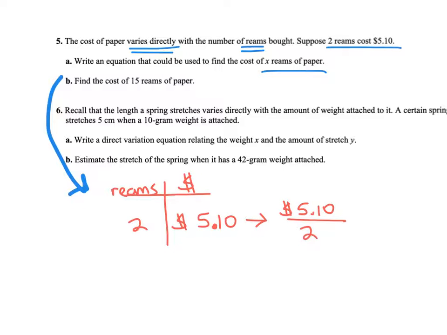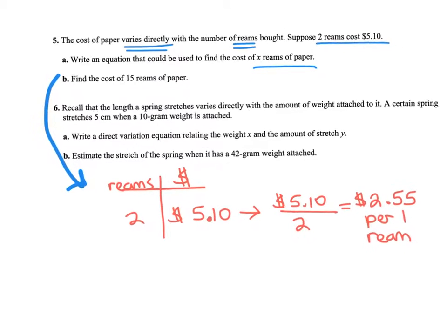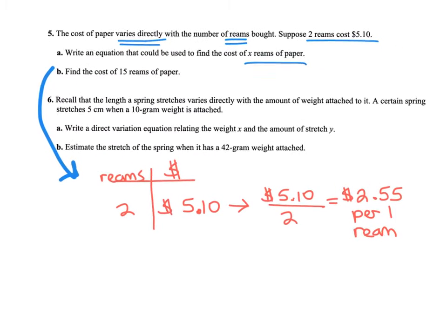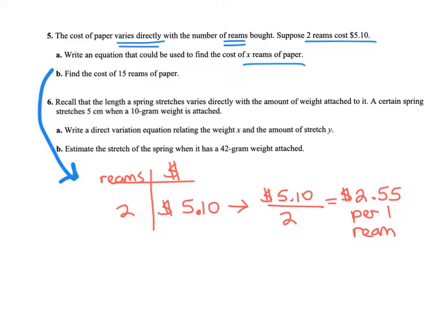So to figure out how much 1 ream costs, I would just take my $5.10 and divide that by 2 to see the cost for 1 ream. So $5.10 divided by 2 is $2.55. So it is $2.55 per 1 ream of paper. Okay, and I'm told that this is a proportional relationship, so that means that that cost is going to stay the same. It's always going to be $2.55 for 1 ream of paper.